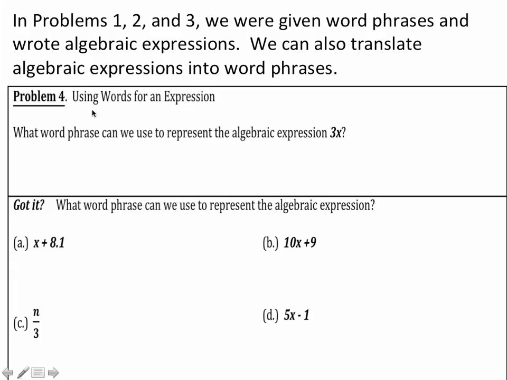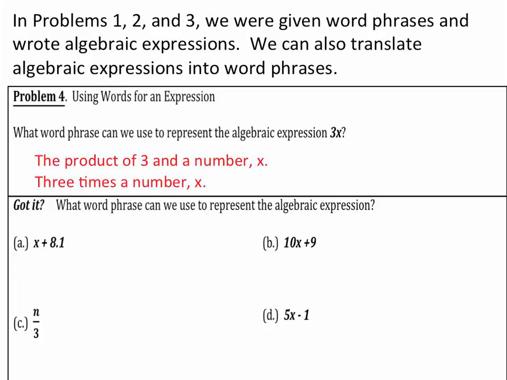Problem 4. Using words for an expression. What word phrase can we use to represent the algebraic expression 3x? Well, when the 3 and the x are jammed together, we just said that means multiplication. So 3x means 3 times x, or the product of 3 and a number x. All right, so pretty straightforward. Just go in the opposite way that we did in problems 1, 2, and 3. So go ahead and give those "got it"s a shot. Pause it if you need to.